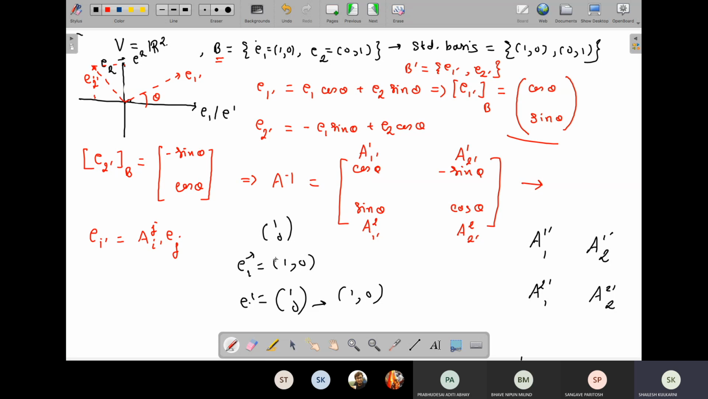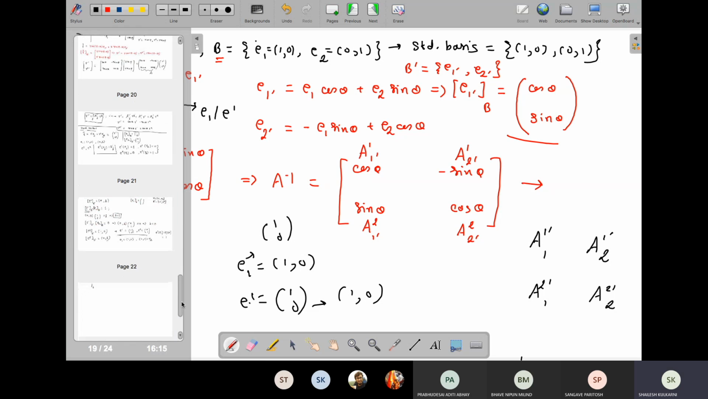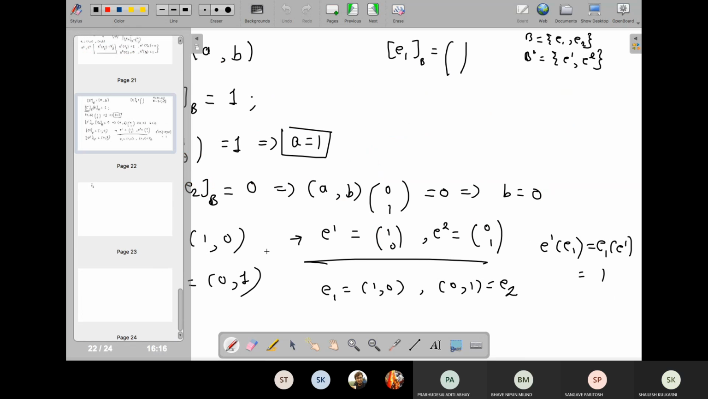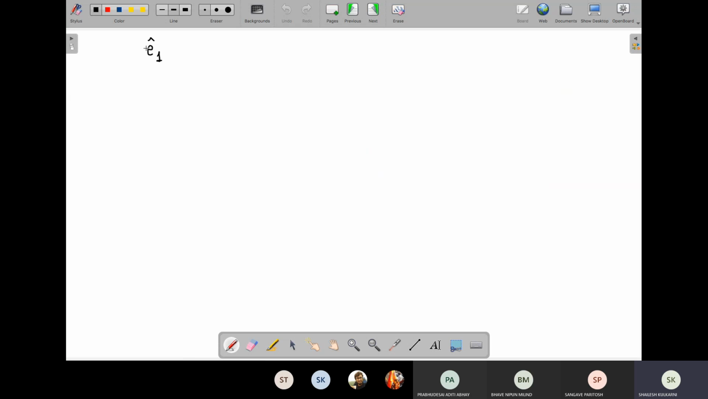Now that I have said this, you can do the rest on your own. You know the matrix A. Then you know the components of the dual vector. Suppose I give you the position vector R as A E1 plus B E2. Then its coordinate representation in basis E1, E2 will be (A, B).